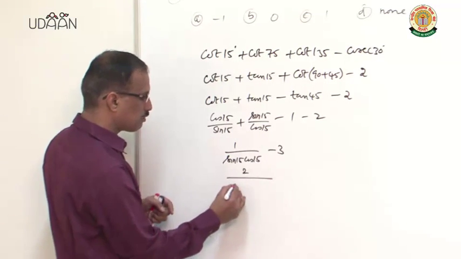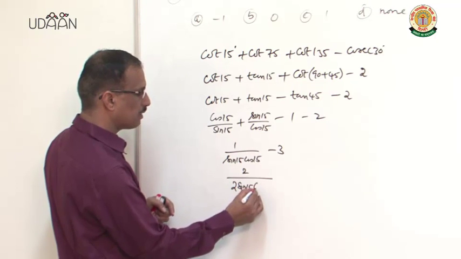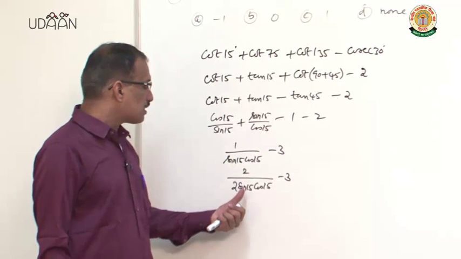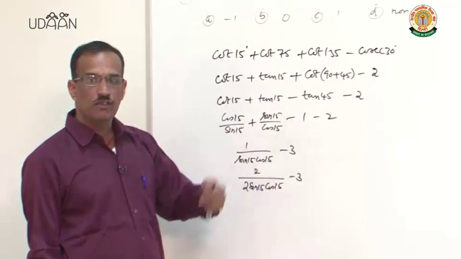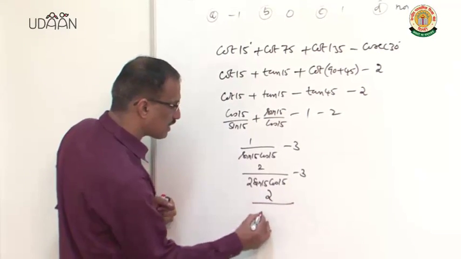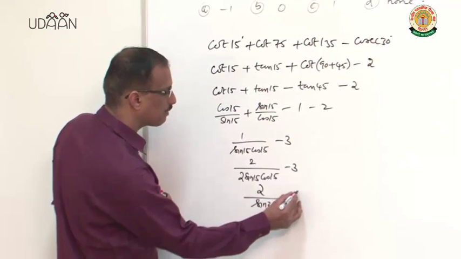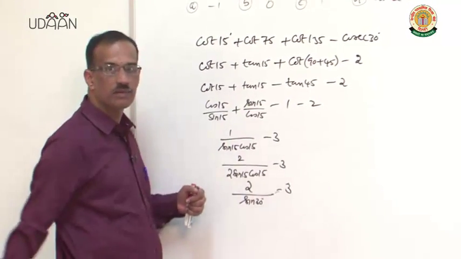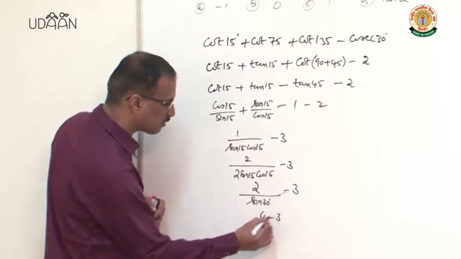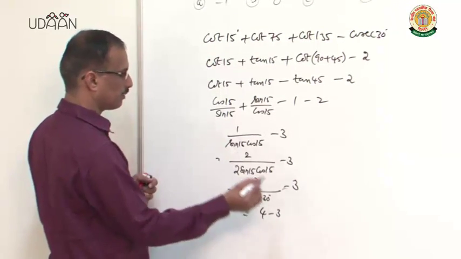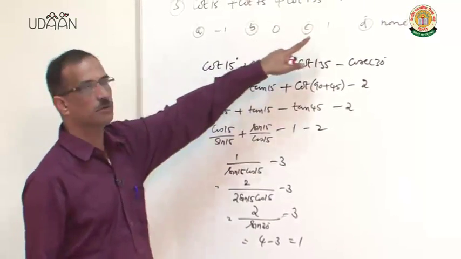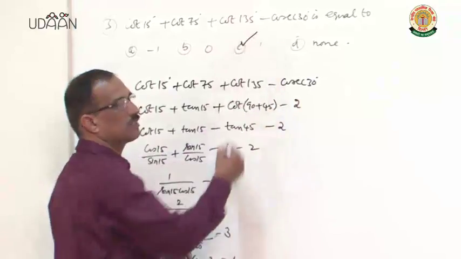What will we get? So, 2 by 2 sin 15 cos 15 minus 3. We know the formula, 2 sin A cos A is sin 2A. So this will give us sin 30 degree minus 3. What is sin 30? It is a half. So this will go up, so 4 minus 3. You get 1. So the options we have are minus 1, 0, 1 or none. So the option is C.